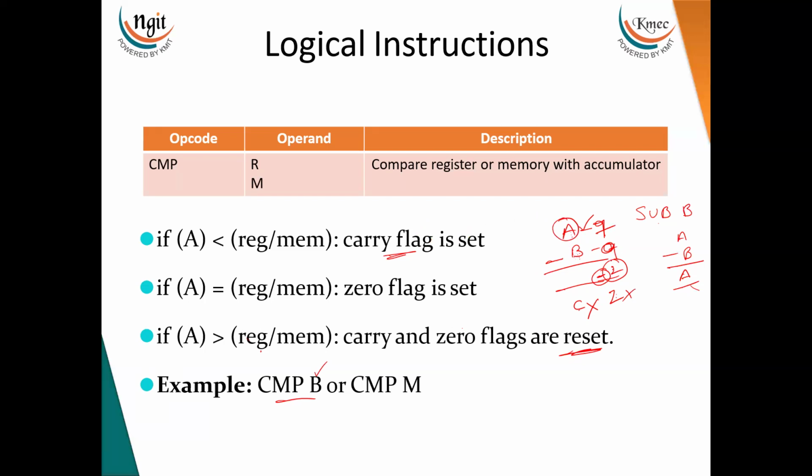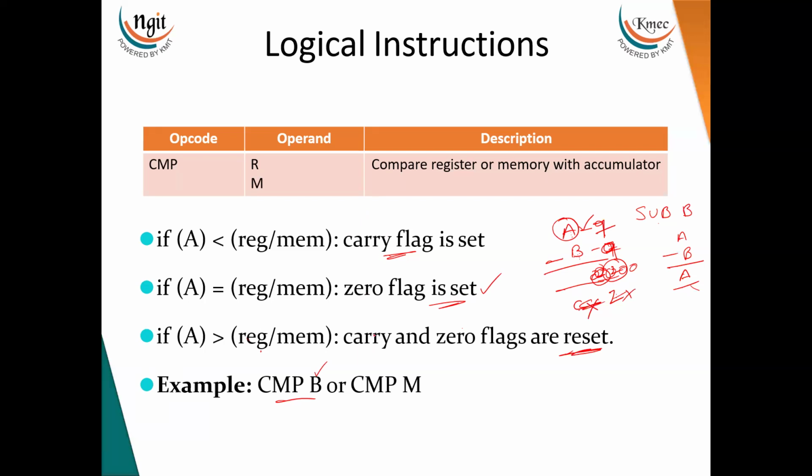If both the values are equal, both are 7, then the result will be 0, and thereby the Z flag will be set. If the zero flag is set, it means both the values are equal. So depending upon our requirement, by using these flags, we need to write the program. This is the compare instruction.